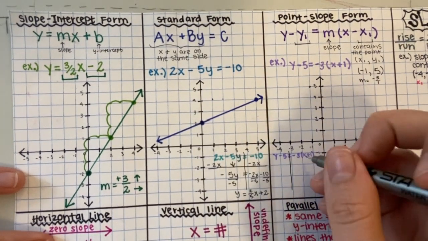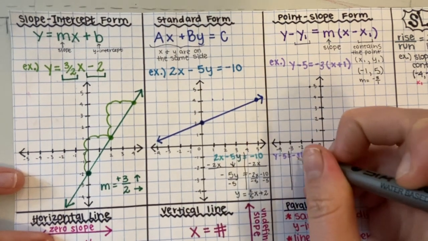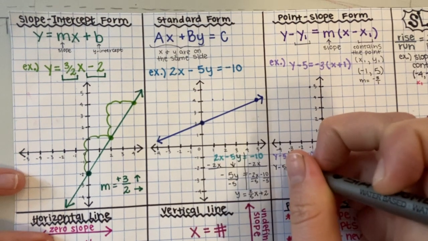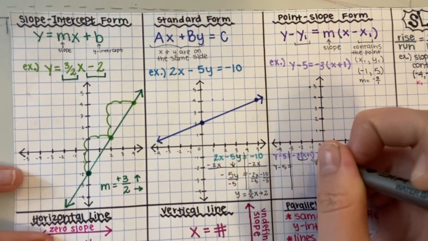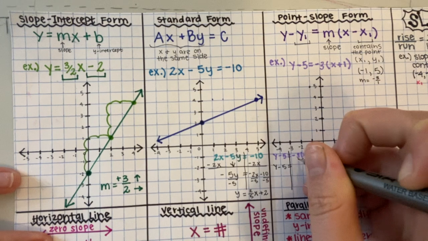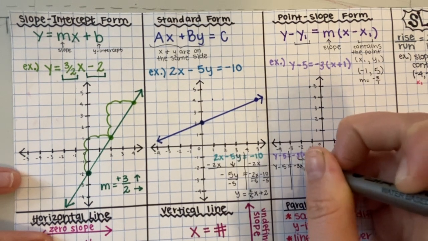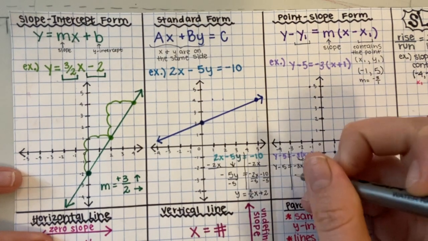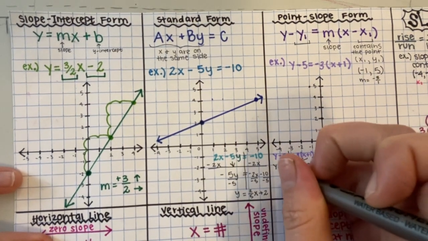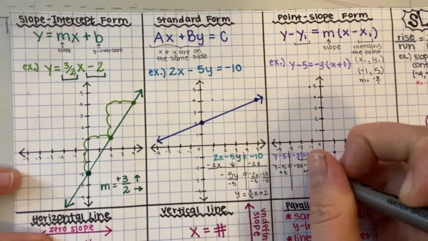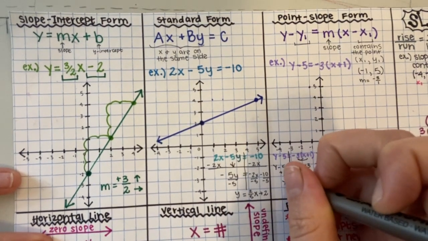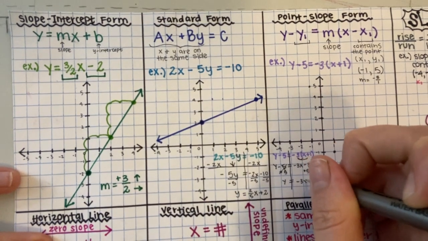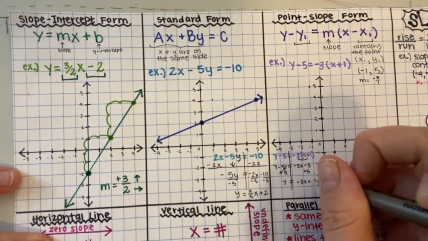So if I solve to put it in y-intercept form, the first thing I'm going to do is simplify both sides. We know that that is always important, so I don't want these parentheses, so I'm going to do the distributive property. And -3 times 1 is -3. And then all I have to do is add 5 to both sides to get this y on a side by itself. So we get -3x plus 2.